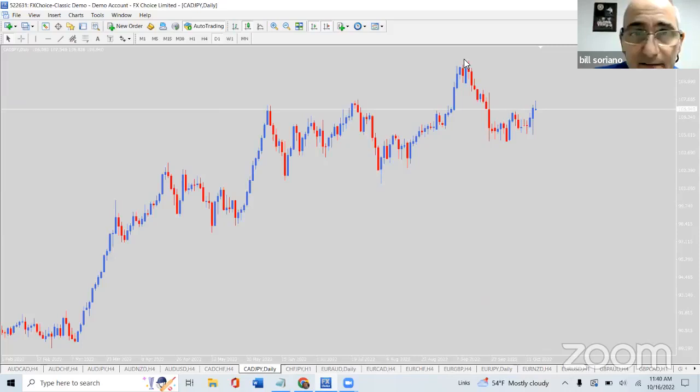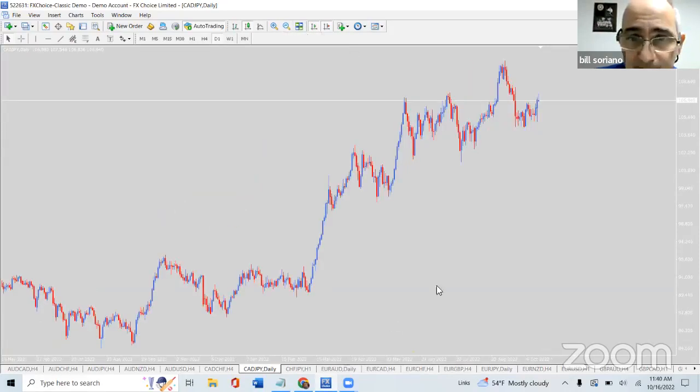And what do we see? Daily is in an uptrend. Again, it's much easier to scroll in and out on MT4. That's why I like to analyze the trend here. So our daily's in an uptrend.